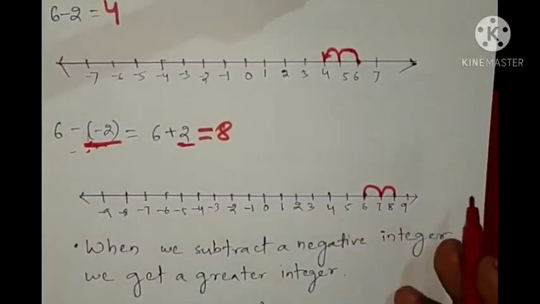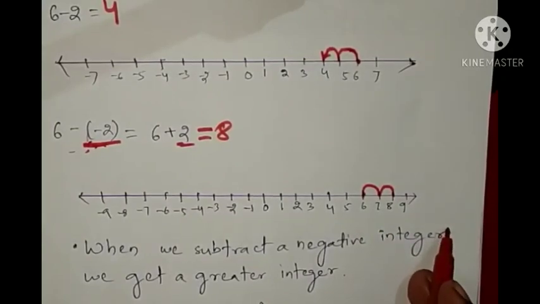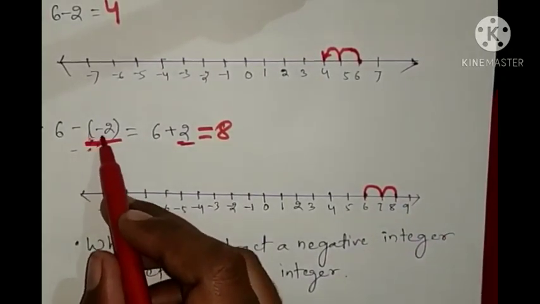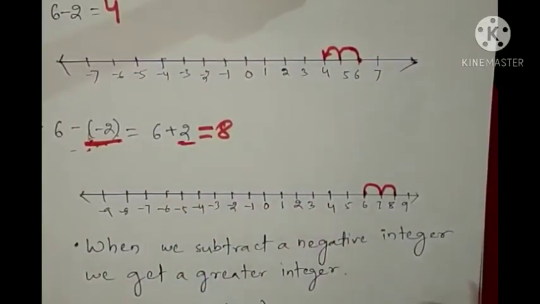You go towards the right. Okay, because you are converting this minus 2 into what? Additive inverse. Okay, so look at here.